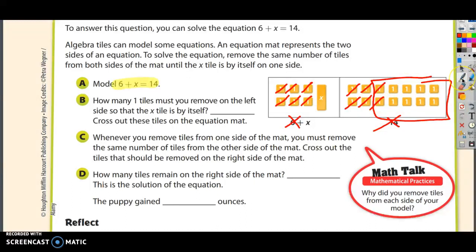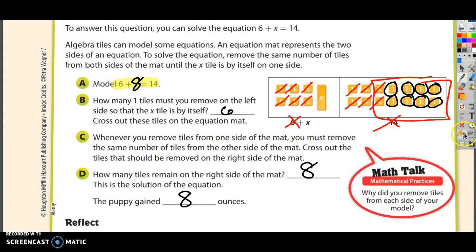So how many must you get rid of? You must get rid of 6. Whenever you remove tiles from one side of the mat, you must remove the same number of tiles from the other side of the mat. Cross out the tiles that should be removed on the right side of the mat. We already did that. How many tiles remain on the right side of the mat? 1, 2, 3, 4, 5, 6, 7, 8. The puppy gained 8 ounces. That should make sense because if I put an 8 right here, is that statement true? 6 plus 8 equals 14. It is. So that should make a little bit of sense.